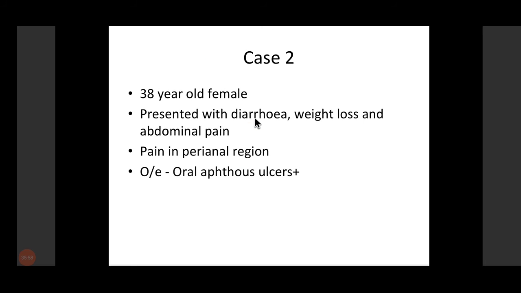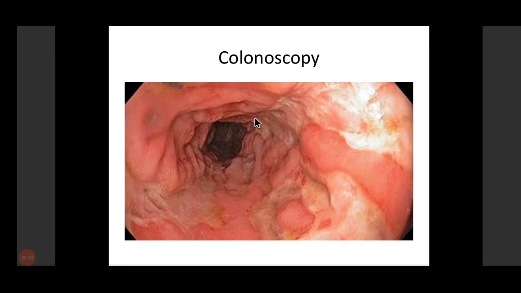Now let's look at a different case, a 38-year-old female with diarrhea, weight loss and abdominal pain, and pain in the perianal region, and in addition she had oral aphthous ulcers. Now here, rectosigmoidoscopy was done, and near the rectal region long fissuring ulcers were noted, deep and long fissuring ulcers.